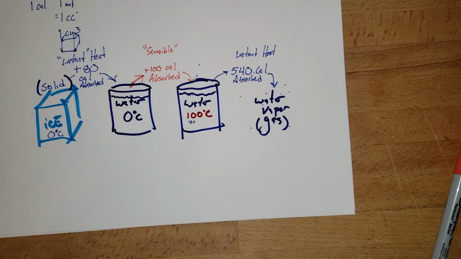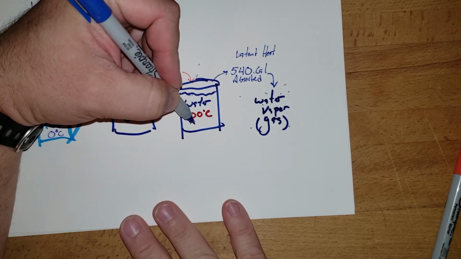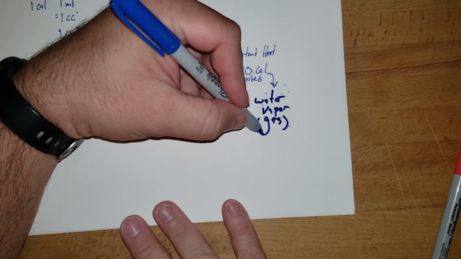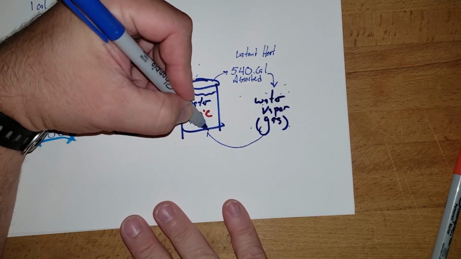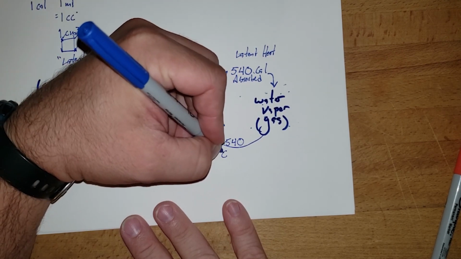Okay, now, what happens going the other direction? Well, it's the same numbers except reversed, right? In order to go from water vapor to water as a liquid, this process, it's going to be 540 calories released.